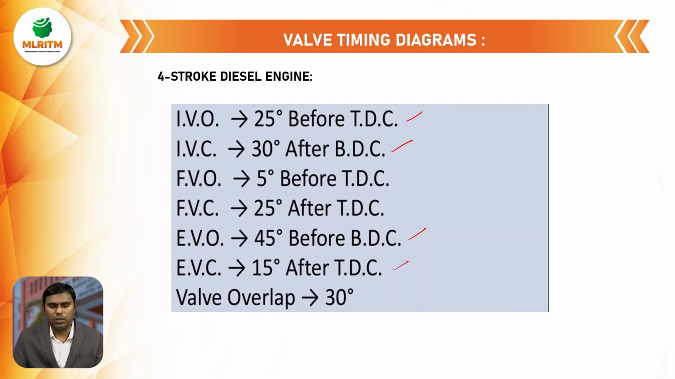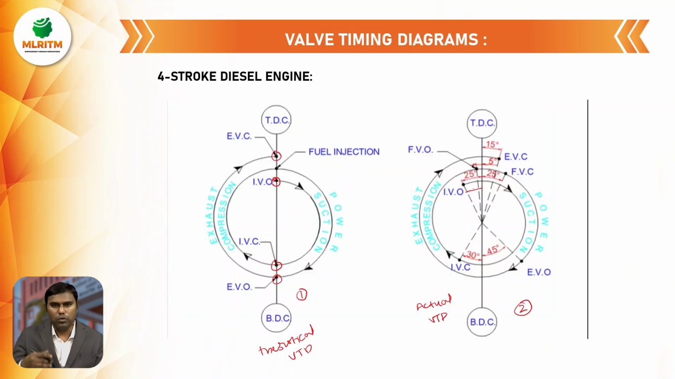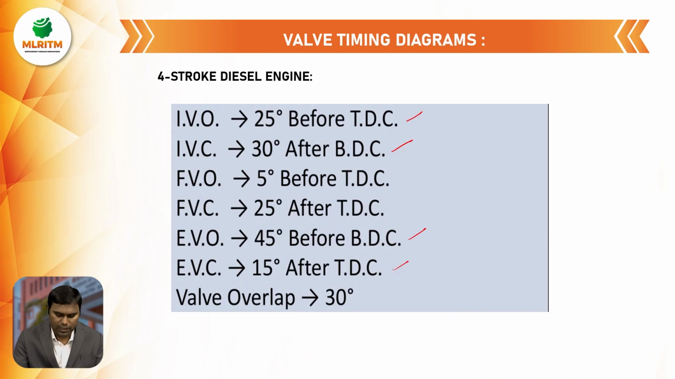At a certain portion, both valves, the inlet valve and the exhaust valve, are open. That period is called the overlapping period. If you observe clearly, in the upward stroke the inlet valve opens 25 degrees before TDC, and at the same time the exhaust valve is also still open. So both valves are open, and this is called valve overlapping. That angle is almost 30 degrees in total. And the fuel injection valve opens 5 degrees before TDC and closes 25 degrees after TDC.